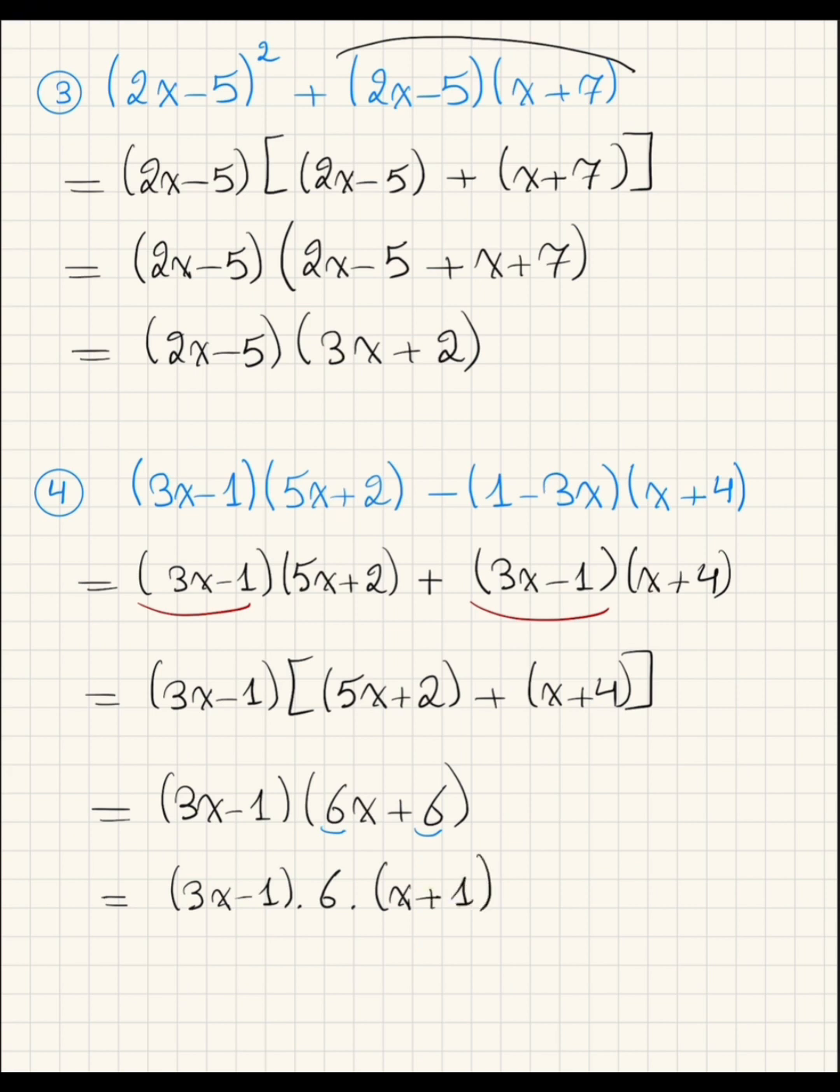I can simply keep it like that, or I can move the 6 at the front like this, which means it is 6 times 3x minus 1 times x plus 1. That is the final answer. And by the way, can I move the 6 like that to the front? Yes, of course. It's simply like if you're saying 2 times 3 times 4, or 3 times 2 times 4, it doesn't matter. The order does not matter with multiplication, so the answer remains the same.